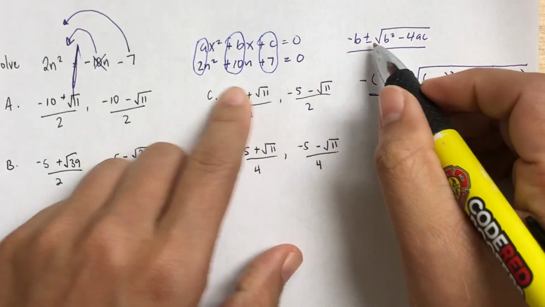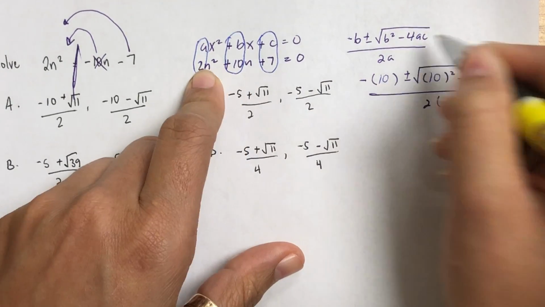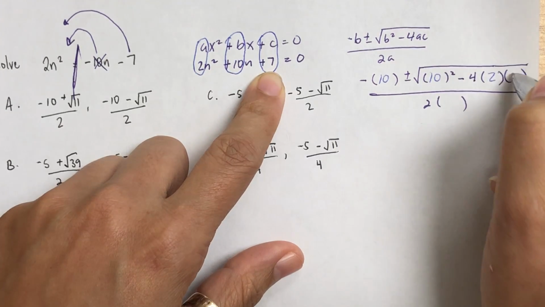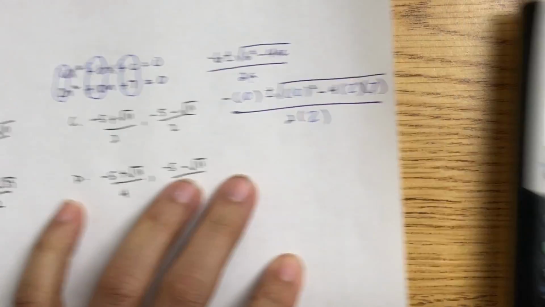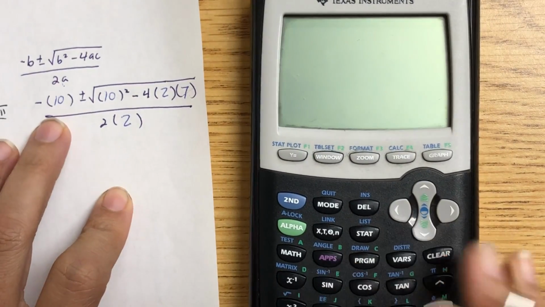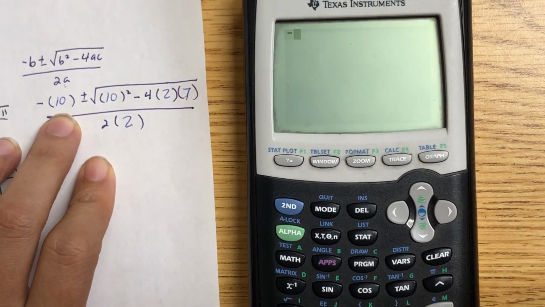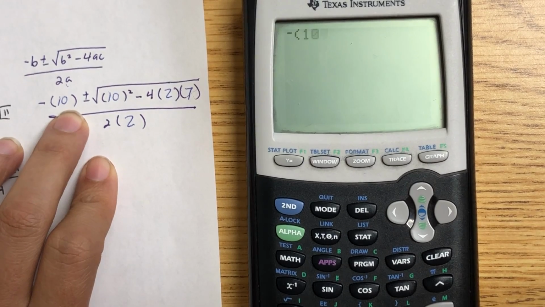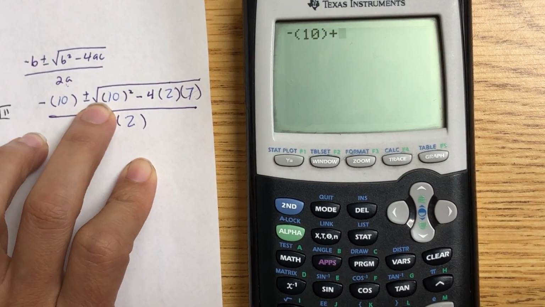So the first one is B, so B is 10. Second one is also B, so that's 10. Next one is A, so that's 2. Next one is C, so that's 7. Next one is A, so that's 2. Once you have that, you're just punching it in the calculator exactly how you see it. So negative, open parentheses, 10, close parentheses. Then we're going to do the positive first, then do the minus after.